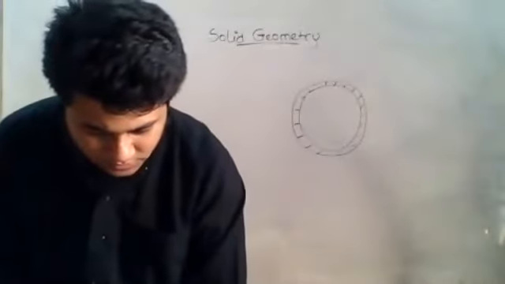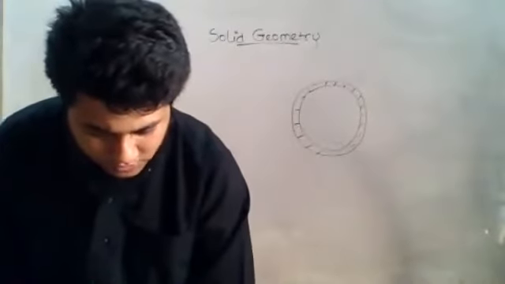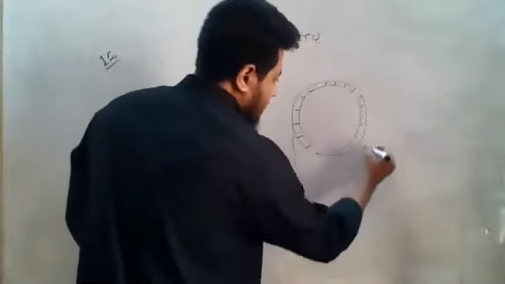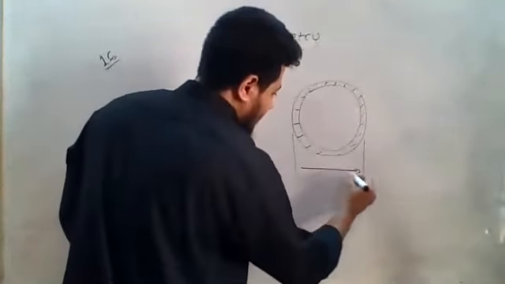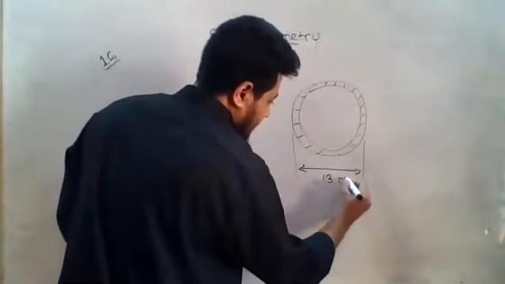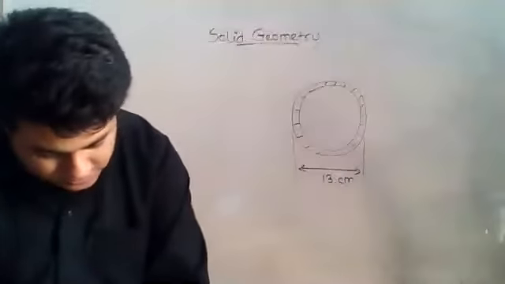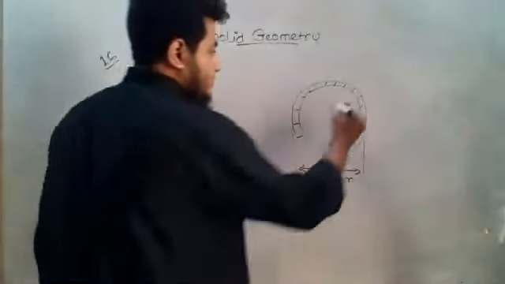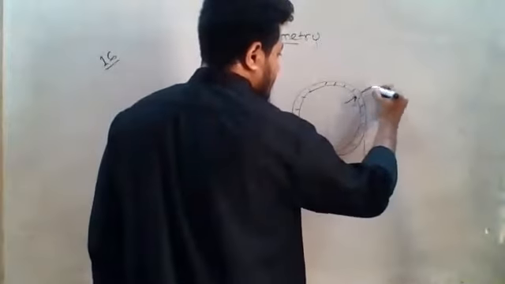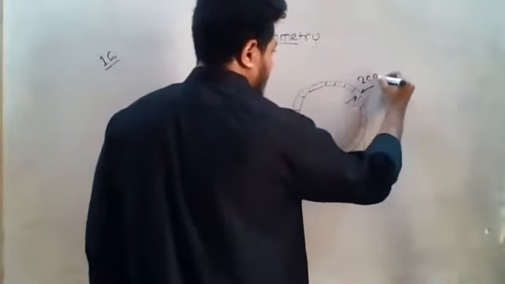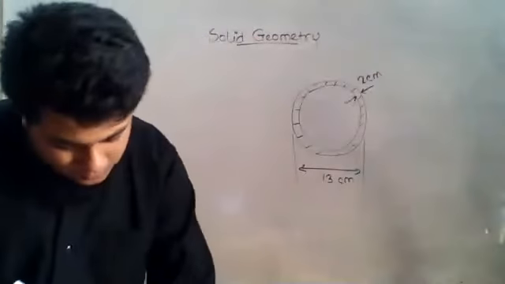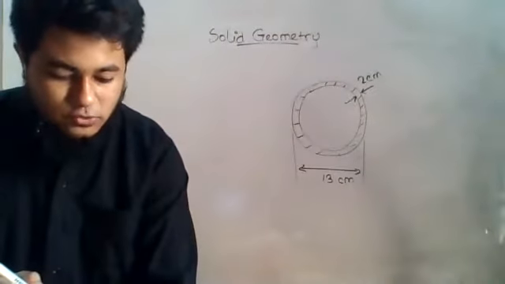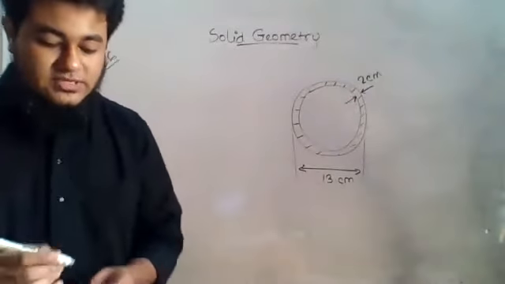Acha. The thickness, so the outer diameter is 13 centimeter. That means from here to here, the outer diameter is 13 centimeter. The thickness is given as 2 centimeter. This thickness. Acha. Then a solid sphere is formed with the iron used in the hollow sphere. What will be its diameter?